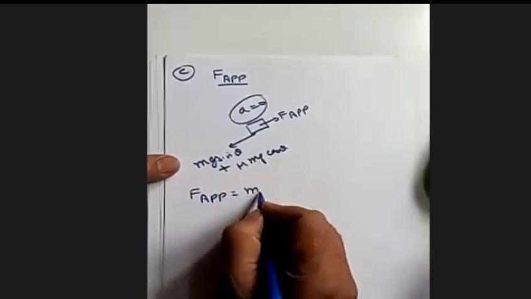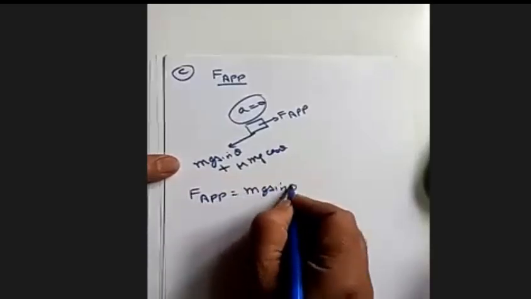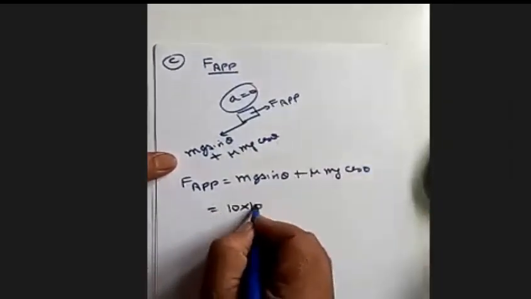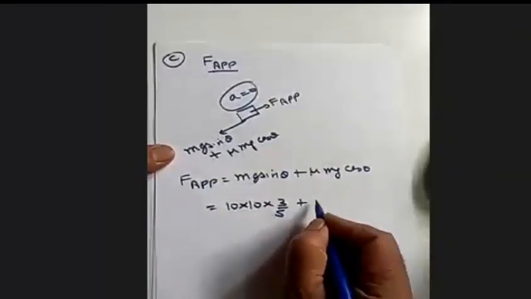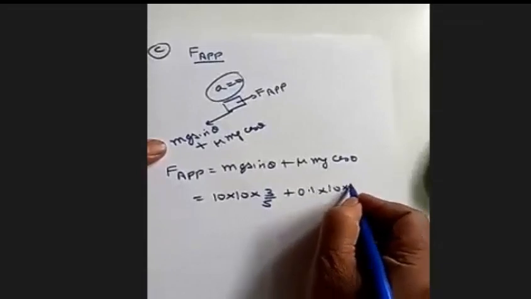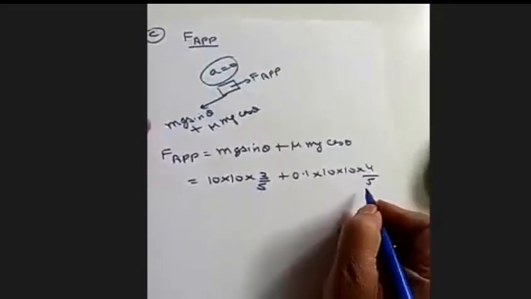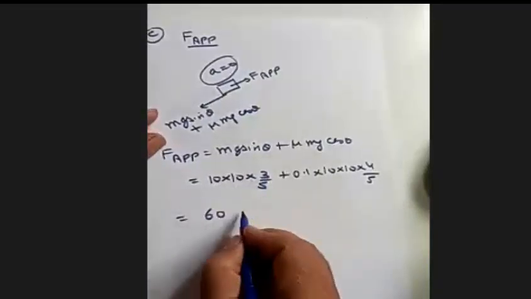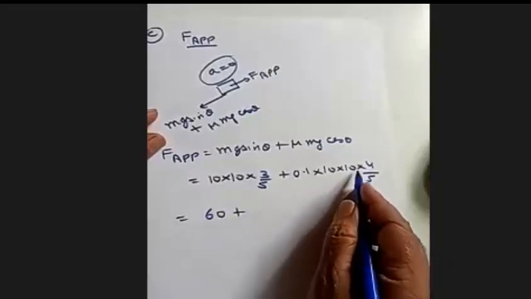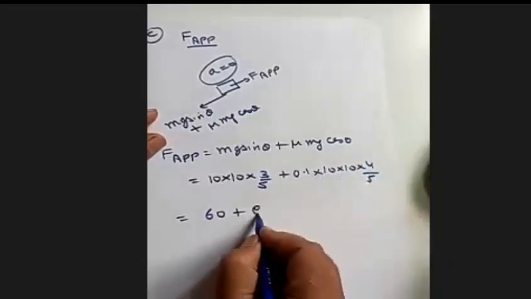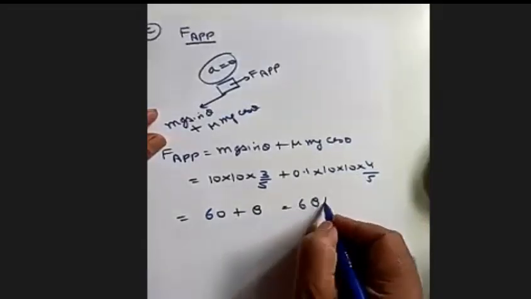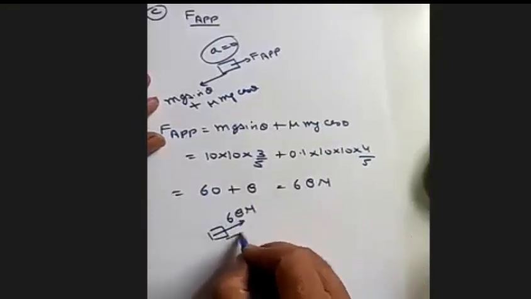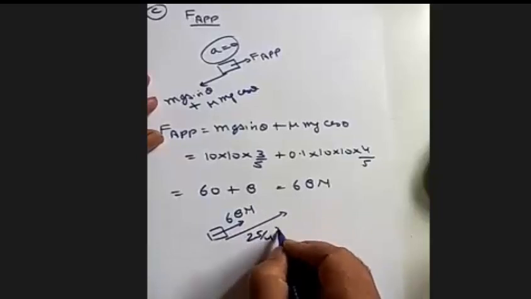F applied will be equal to mg sin theta plus mu mg cos theta. M was 10, g is 10, sin 37 is 3 by 5, mu is 0.1, m is 10, g is 10, cos 37 is 4 by 5. This comes out to be 60 plus 8. So this comes out to be 68 newton. Now applied force is 68 newton and displacement is also upward by 25 by 4 meter.